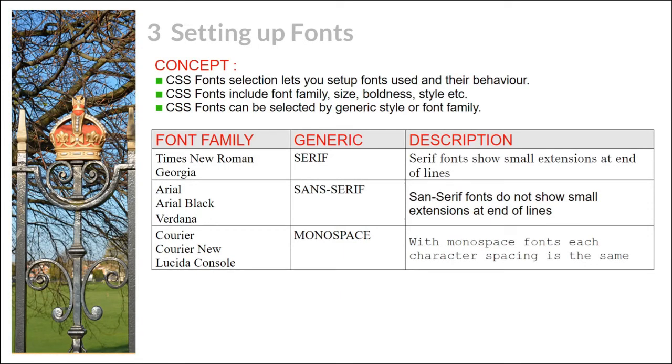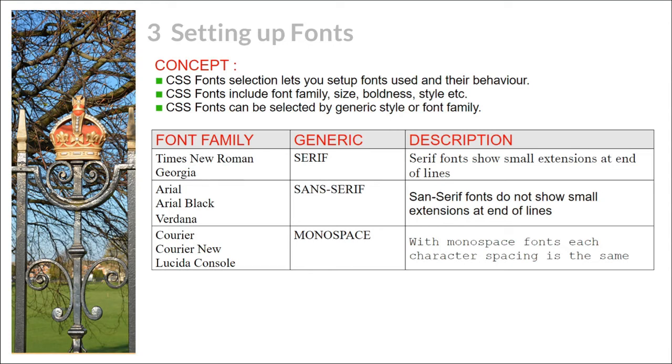Okay, section 3, setting up fonts. CSS font selection lets you set up fonts used and their behavior. So for example, you can have Arial, serif and Courier fonts, and their styling is different, and you can tell CSS which fonts to use for which text. You can also use Google fonts from the internet, or you can use fonts that you purchase from other companies like Adobe. You can buy special fonts from them and from Microsoft, and lots of other suppliers. You can buy your own fonts and use them in your website.